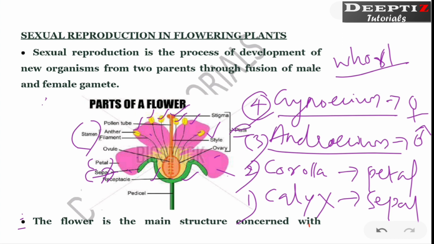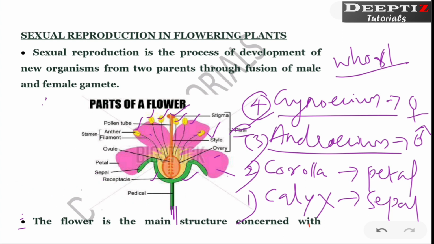Now you can see one term here, that is pedicel and receptacle. So what is pedicel? The stalk of a flower is termed as pedicel, and the receptacle is also termed as thalamus. This is the base of the flower on which all other floral parts are attached.